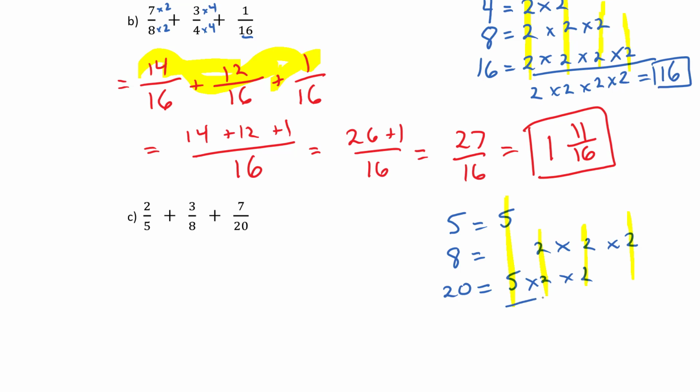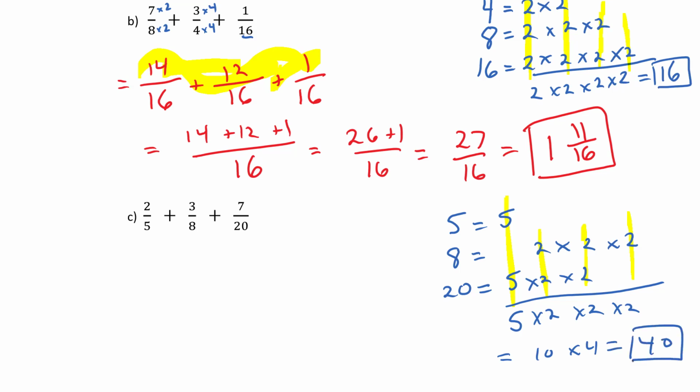Remember, any numbers that repeat, we put them in the same column. Numbers that are unique, we put them on their own. We bring down those numbers now. We then do the math. That's 10, that's 4. 40 is our lowest common denominator. So let's work this out.